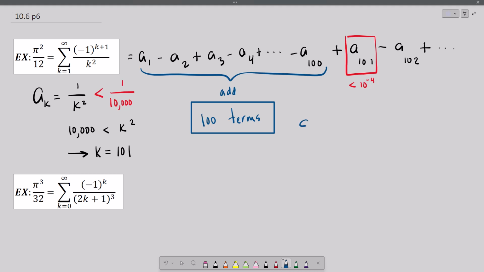So we could say that S sub 100 is within 10 to the negative 4 of, we happen to know what the limit is, or what the sum is in this case. So we're within 10 to the negative 4 of pi squared over 12.